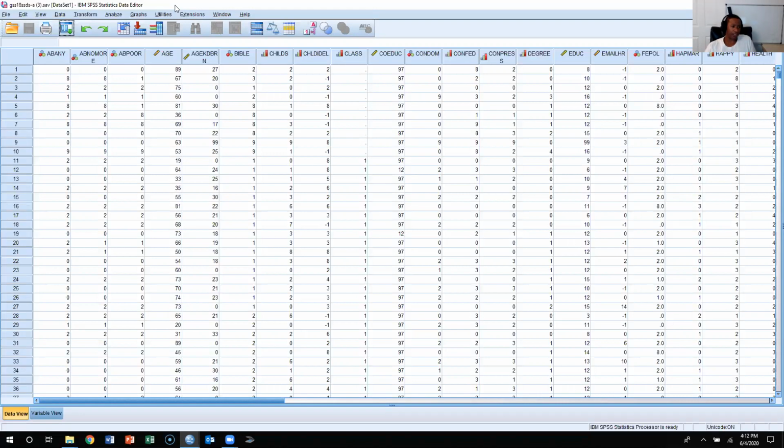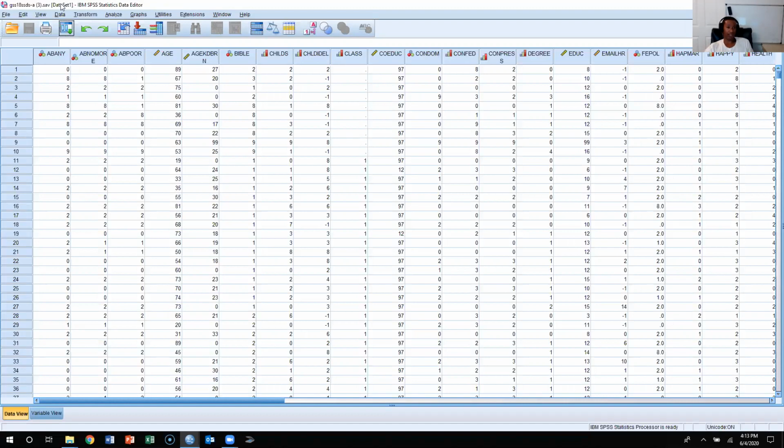Let's just say I'm just looking at women. Well, the first thing I'd have to do is alter the data and only analyze women. So I don't necessarily cut the men out of the data set. I cut them out of the analysis. So how am I going to do that?